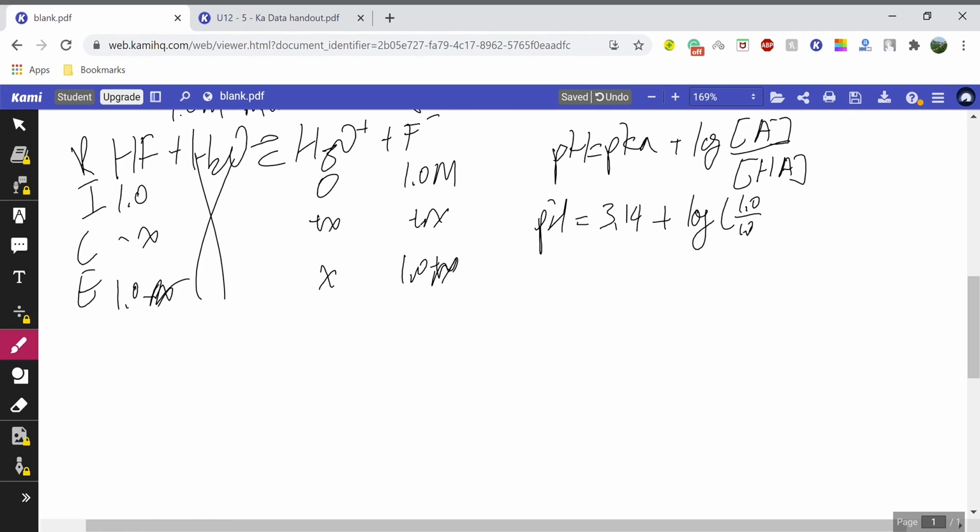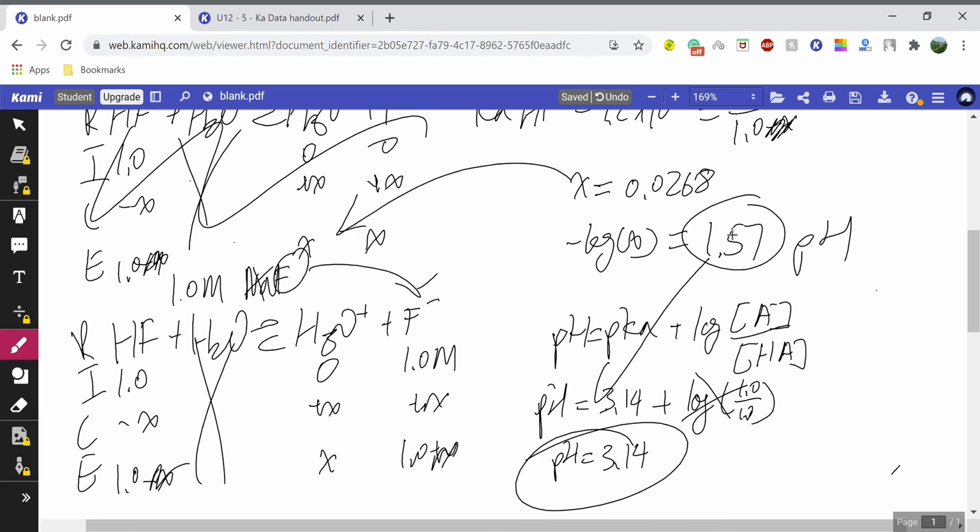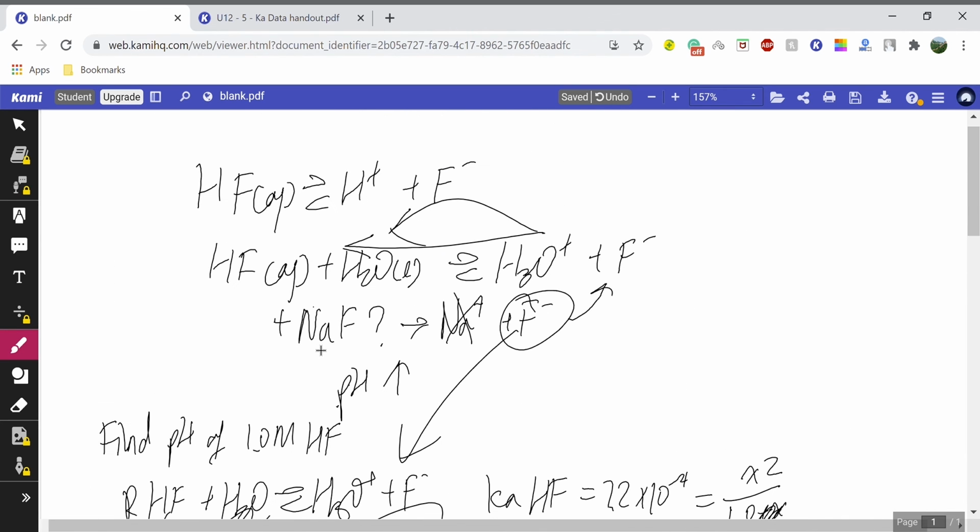Now, 1 divided by 1 is going to be 1, and 10 to the 0th power is 1, so the log of 1 is 0. So we'll cross this out and replace it with 0. And now pH is equal to 3.14. This shows how we have an increase in pH, from 1.57 to 3.14. And this is a common ion effect. When we're adding its conjugate base, our pH will rise.